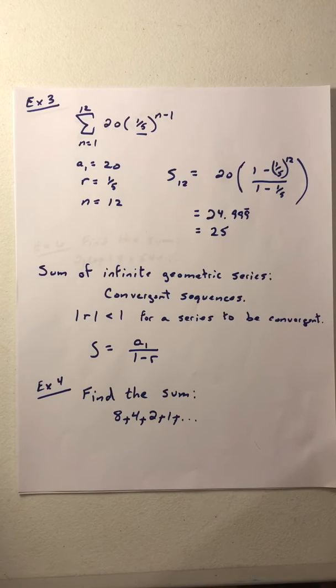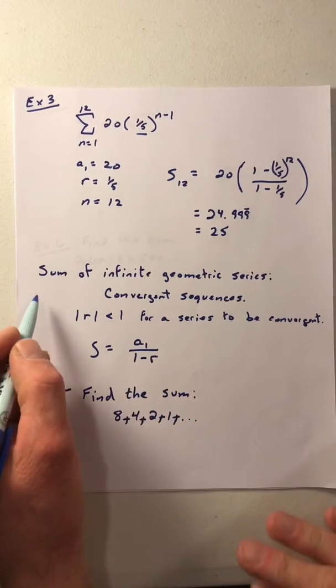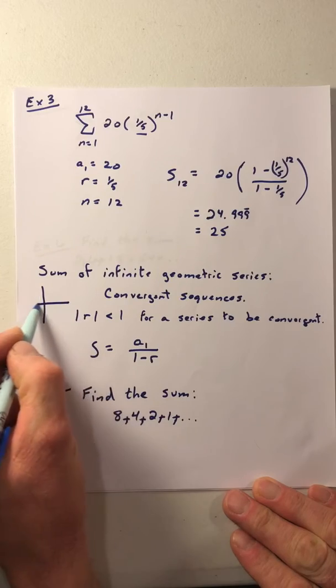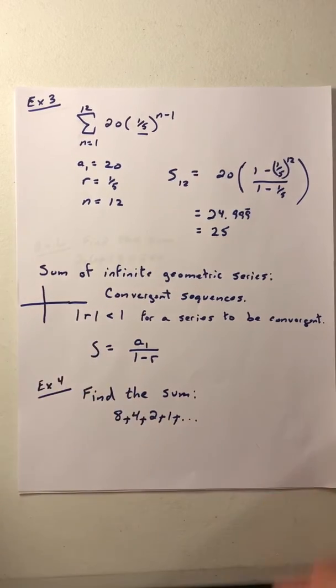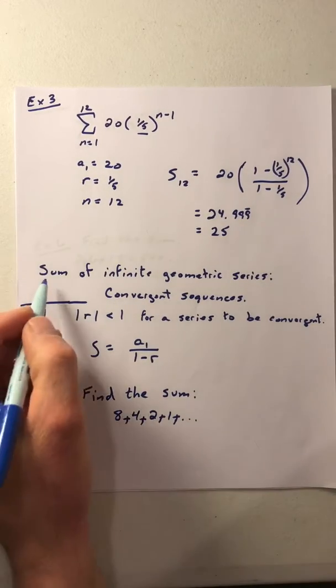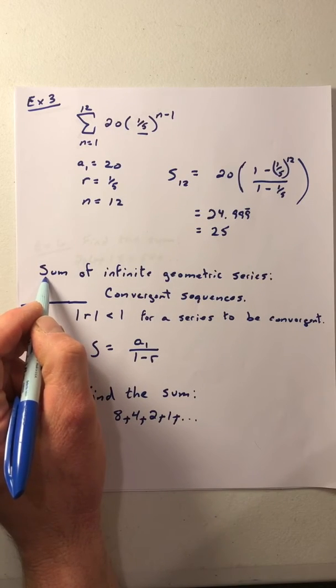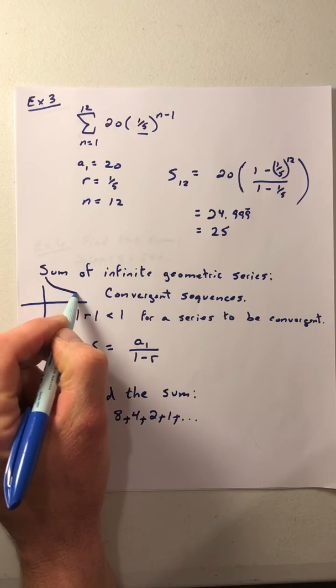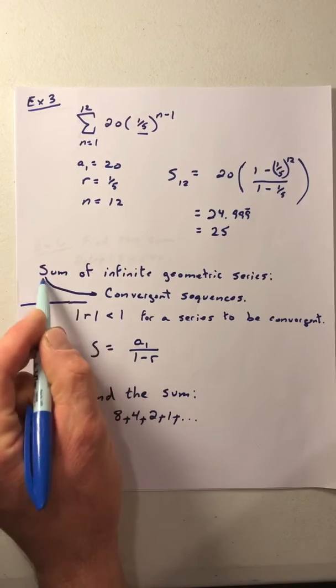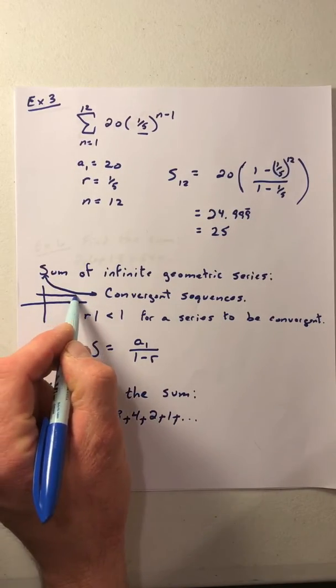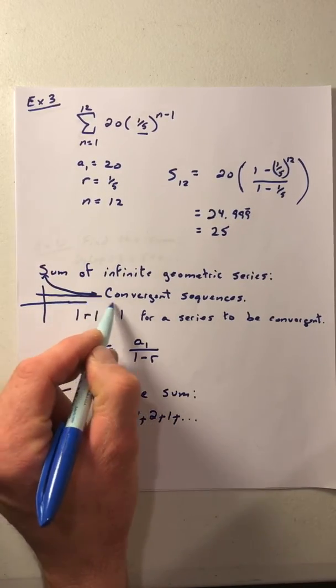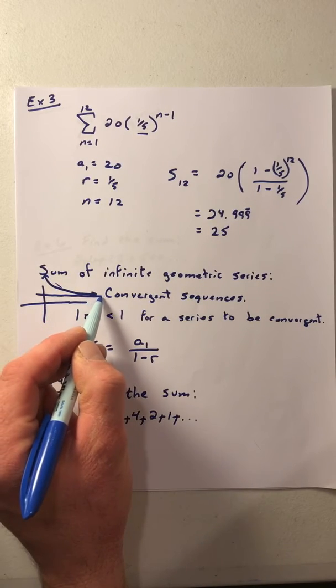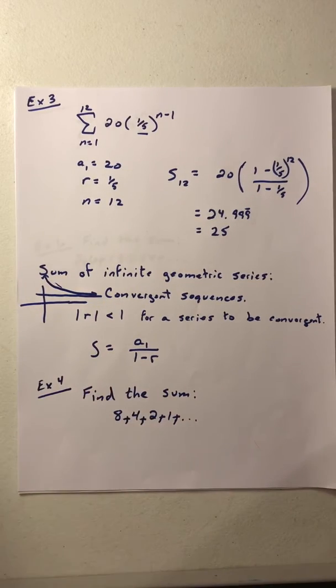That brings us into the sum of an infinite geometric series, or a convergent sequence. Remember, a convergent sequence is a sequence that comes upon or draws upon a single value. So it's going to look maybe something like this. As we go to infinity, this value is getting closer and closer and closer to some other value, being convergent.